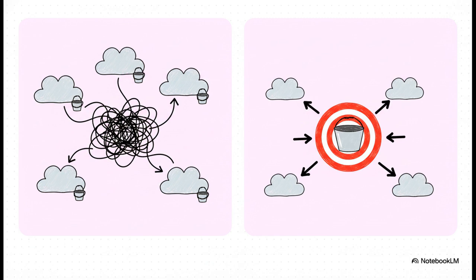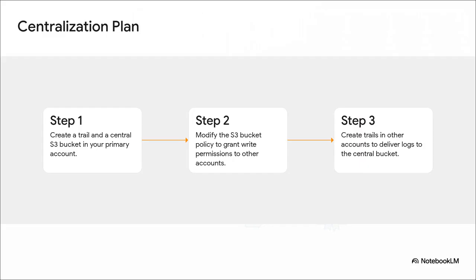Think of it like this. Instead of every department having its own messy file room, you build one central secure library. You create a single S3 bucket that becomes the one single source of truth for every single thing that happens in your organization. And what's cool is how simple it is to actually do. It's basically a 3-step dance.